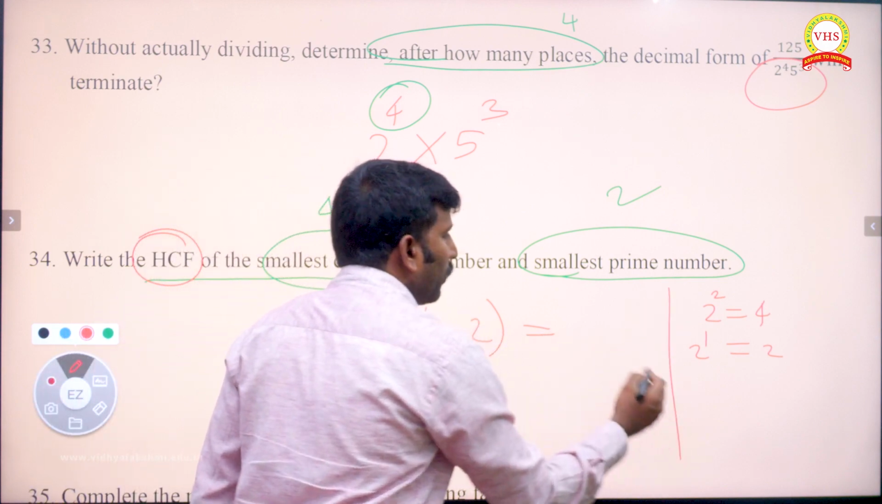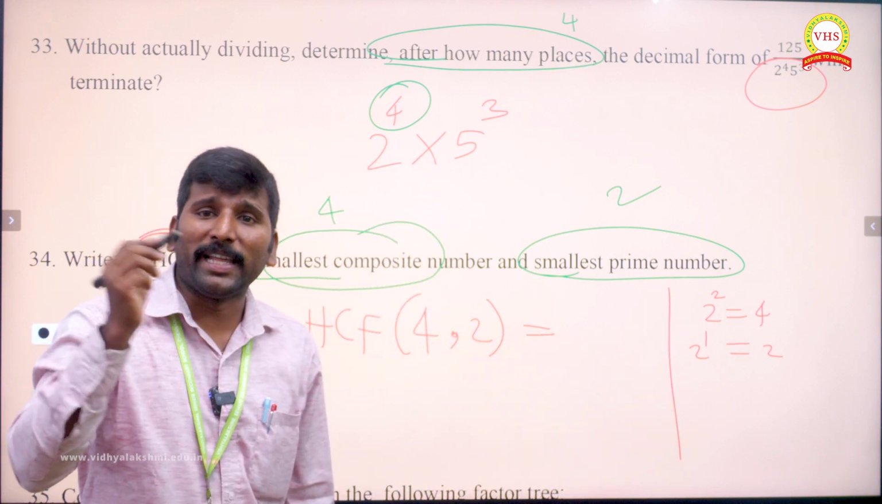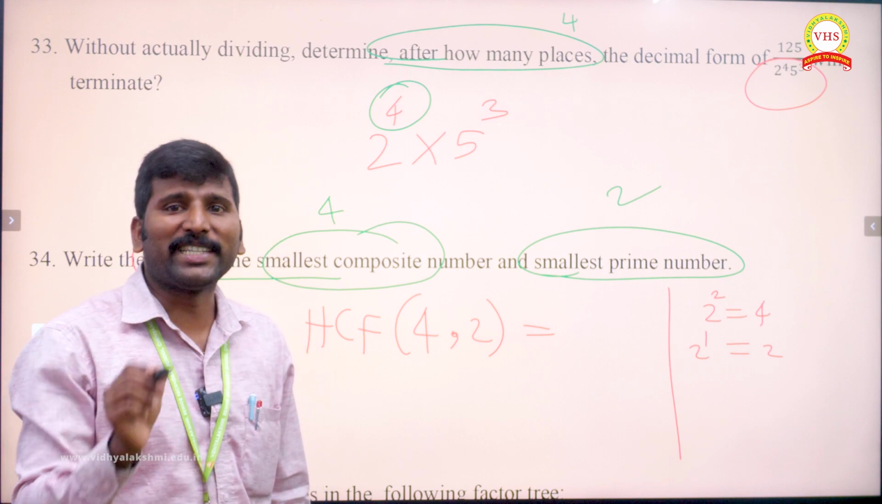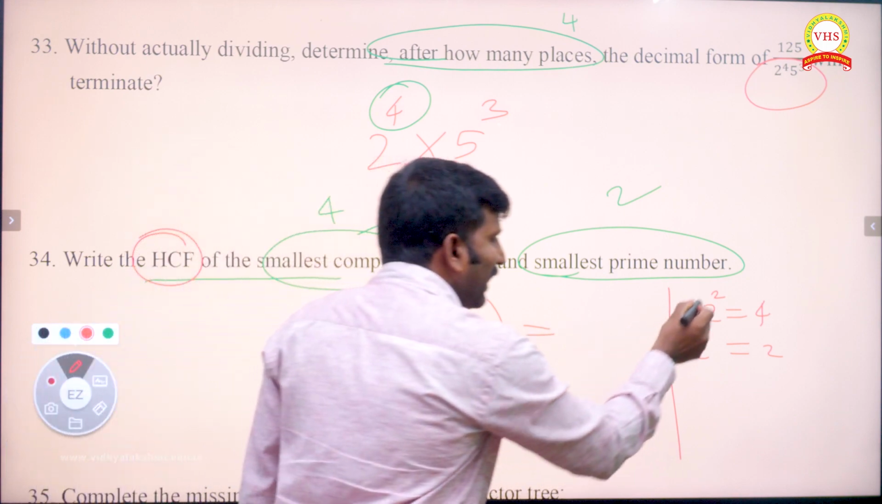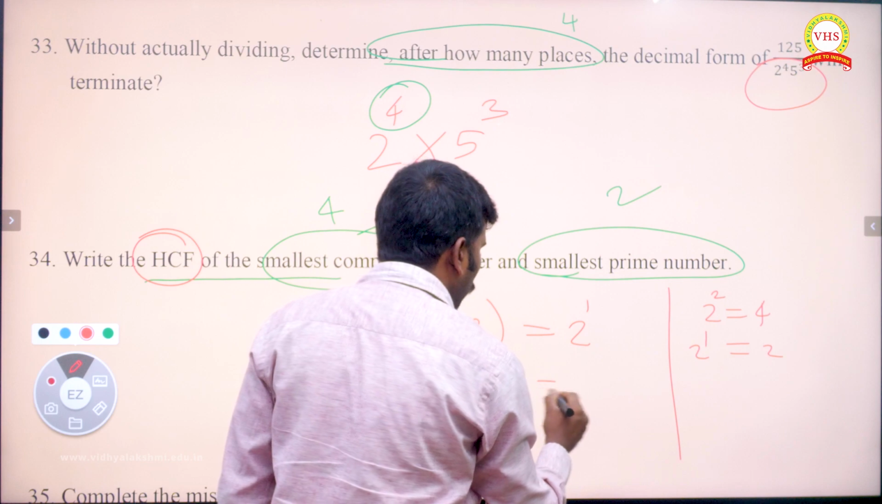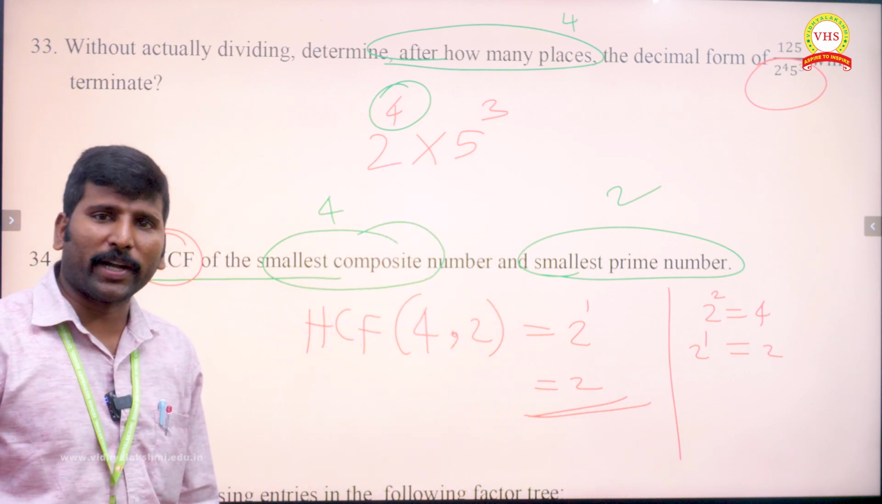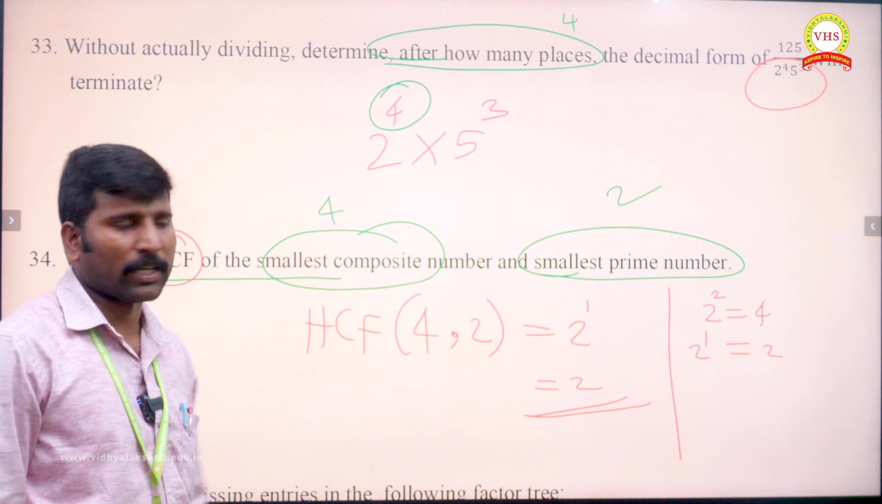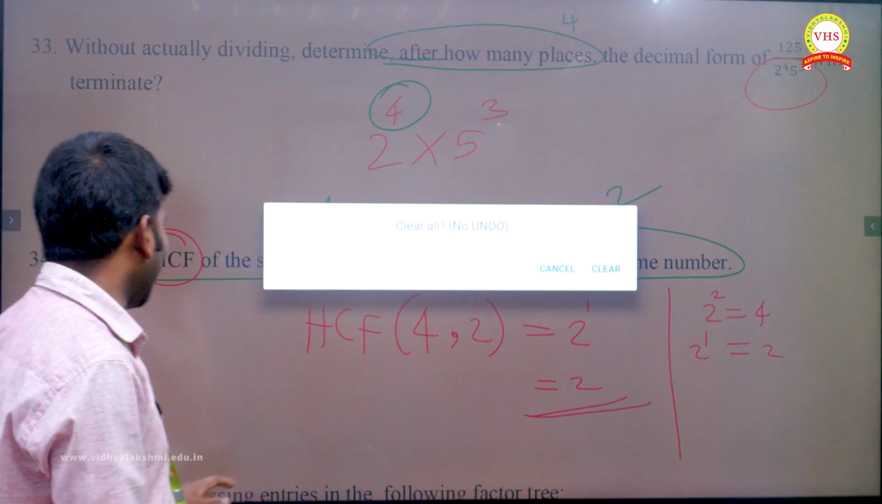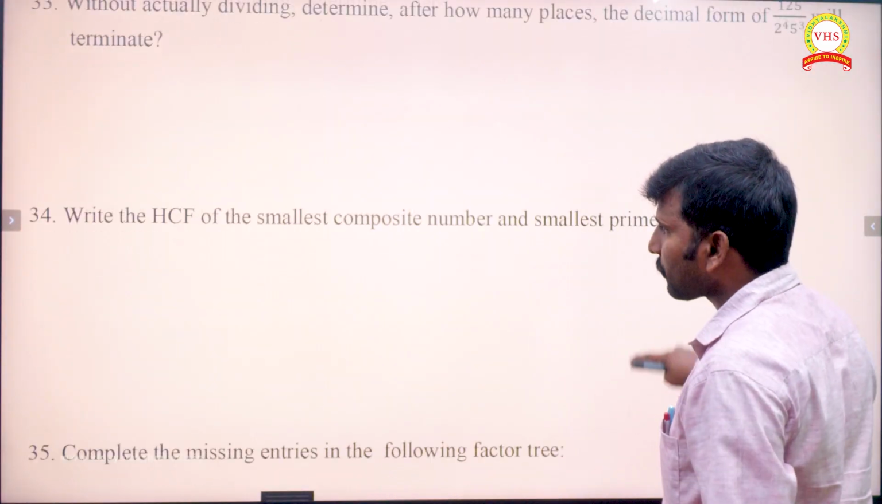So what I told you, HCF in the sense product of least common powered number. Least common powered number we have to take. Here least power 2 power 1 equal to 2. That's it. That is your required answer. 2 is your required answer. Do you understand, children? Okay. Right. Next question number 35 I'm going.